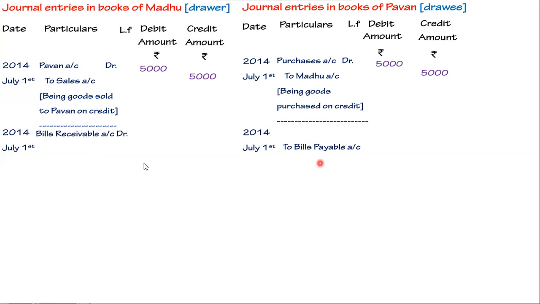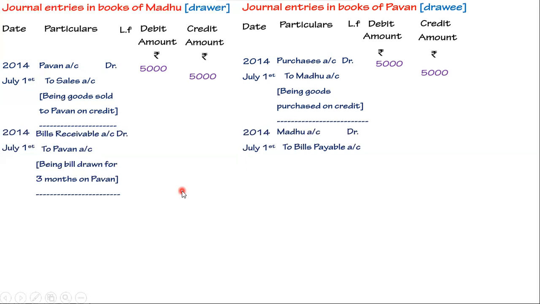So he has to receive the bill amount from buyer Pawan. So Pawan's name will be credited as to Pawan account. Whereas the buyer Pawan has to pay the bill amount to seller Madhu. So Madhu's name will be debited as Madhu account debit. So here the narration will be recorded as being bill drawn for 3 months on Pawan. Whereas here the narration will be recorded as being bill accepted for 3 months, and the bill amount will be the same amount as the goods sold. So as the goods have been sold for 5000, the bill amount will also be 5000. So 5000 will be recorded on debit side, 5000 will be recorded on credit side.